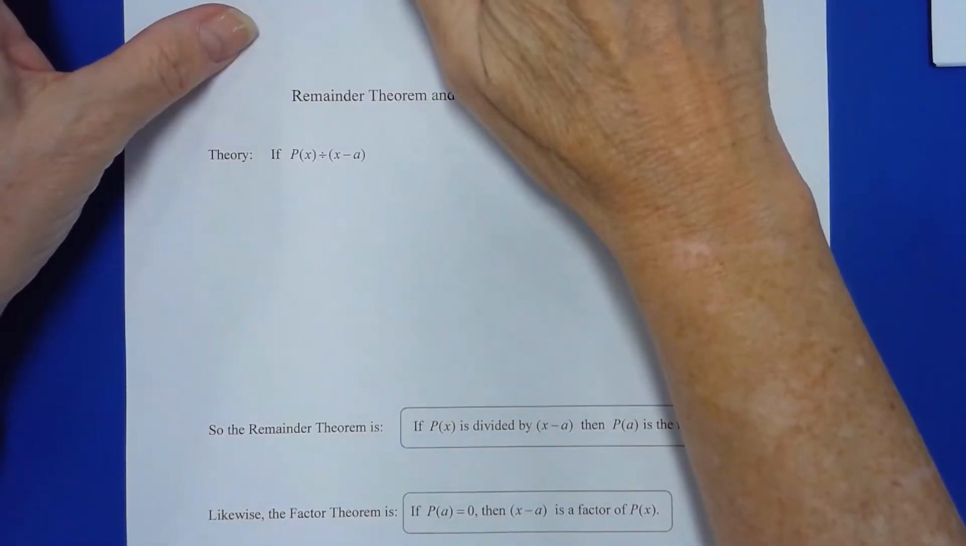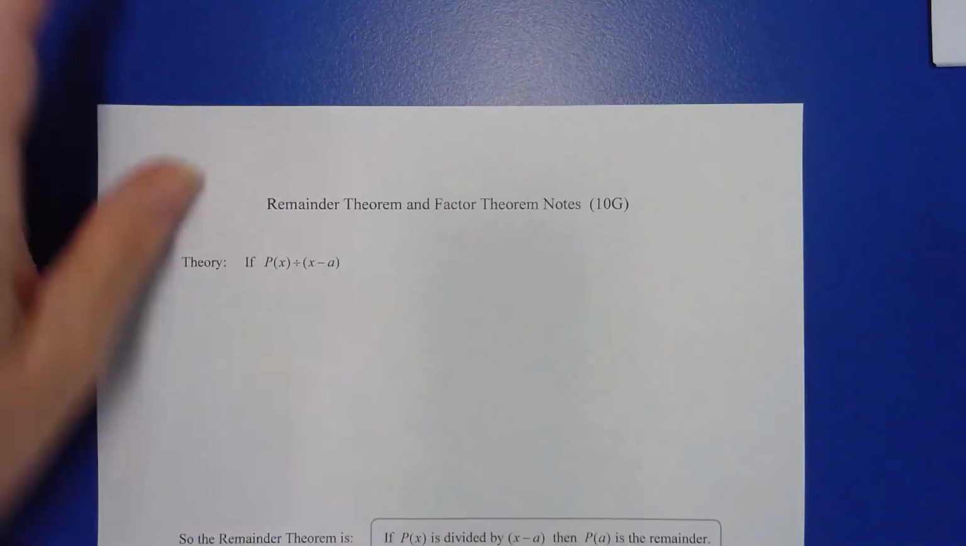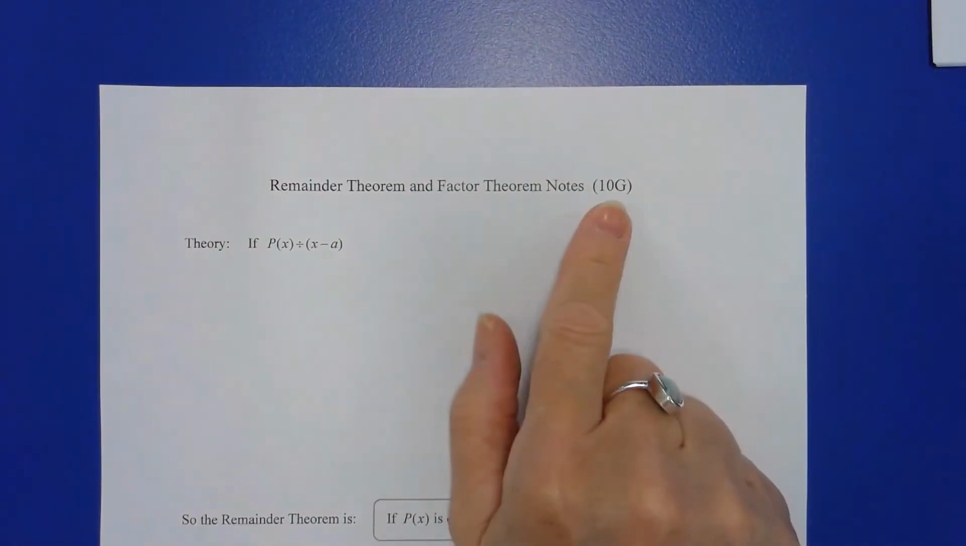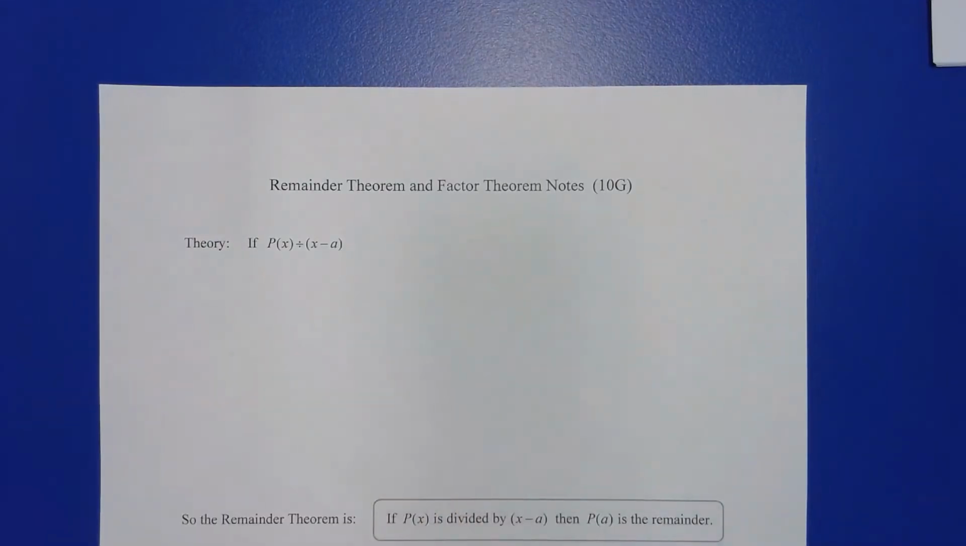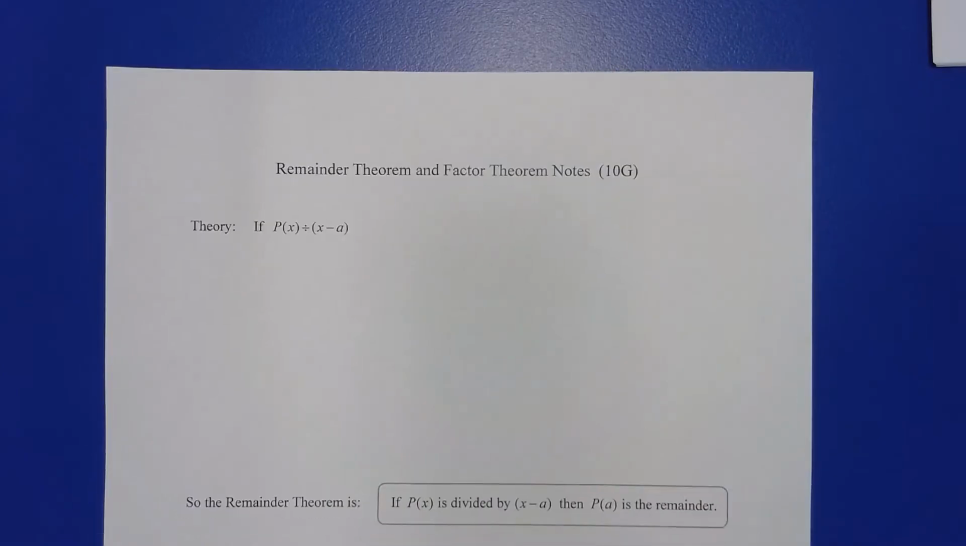Videos for term 4. This is the remainder and the factor theorem, and it's 10G. It's a really, really lovely thing. Okay, so yesterday we did some division, and I think I'm going to do one.